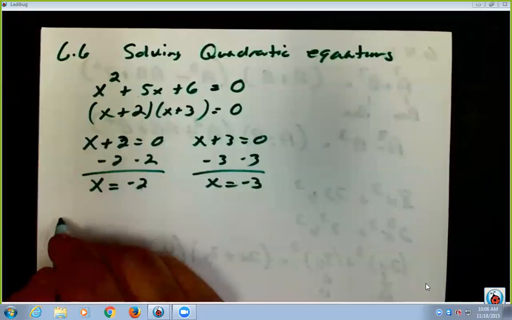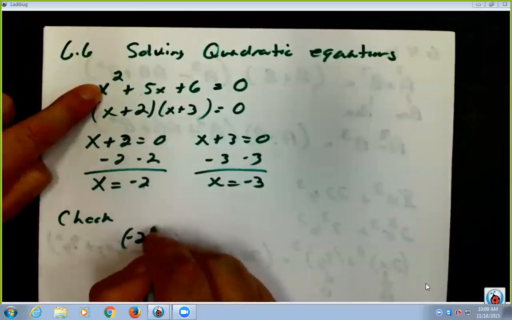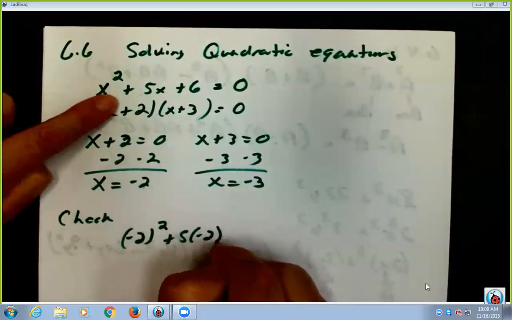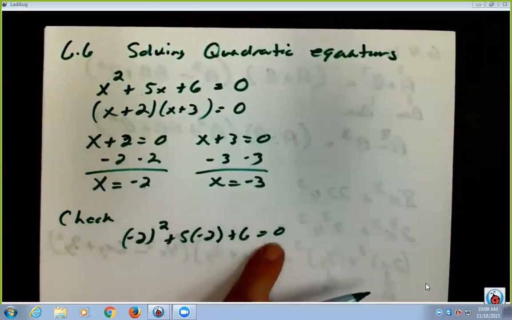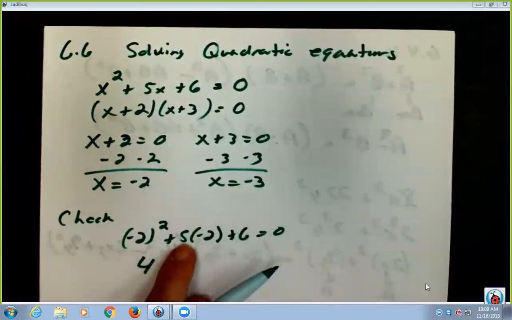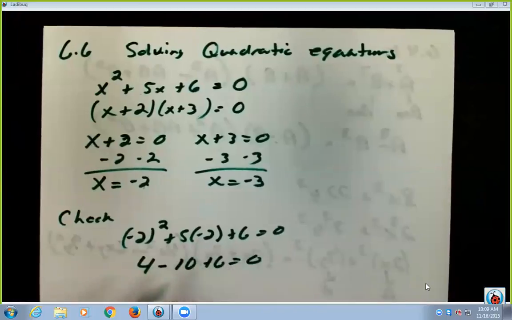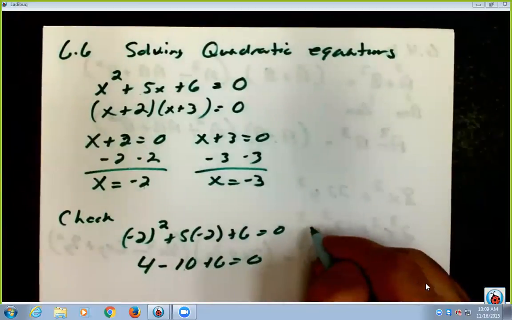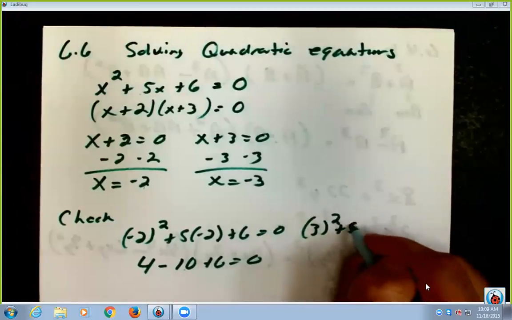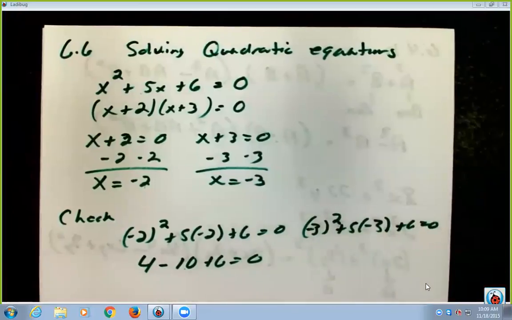So if I check it, and I put a negative 2 back in where x is, I have a negative 2 squared plus 5 times a negative 2 plus 6, it's going to equal 0. Negative 2 times a negative 2 is 4. 5 times a negative 2 is a negative 10. And sure enough, 4 minus 10 is a negative 6, and a negative 6 plus 6 is 0. So it worked. And if I plug negative 3 in, I have negative 3 squared plus 5 times negative 3 plus 6. It should also equal 0.